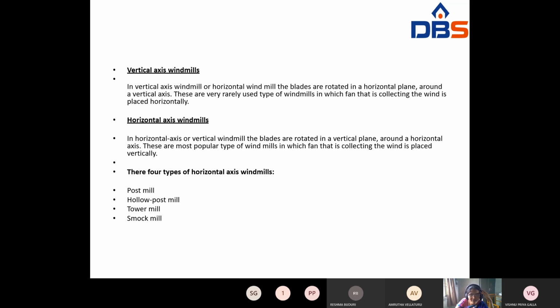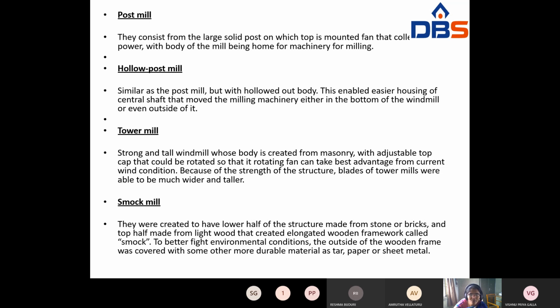There are four types of horizontal axis windmills: post mill, hollow post mill, tower mill, and smock mill. Post mill means they consist of a large solid post on which the top is mounted to collect the power, the body being home for the machinery for milling. So the base is a very solid post, and on that you place the blades. That is the post mill type. The hollow post mill is similar to the post mill but with a hollowed-out body. I will show the structure again so you can understand.